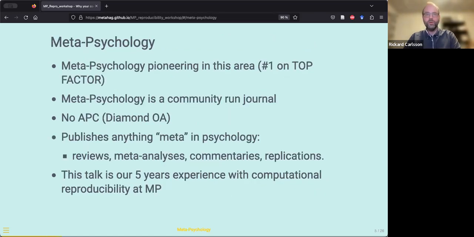And what we're doing at Metapsychology is that we founded a journal in 2017 based on the idea that a lot of the changes and the movement that came from the replication crisis and the open science movement in psychology, and we felt that we needed a new journal. We need a journal that could be like an experimental place where we could try new things.